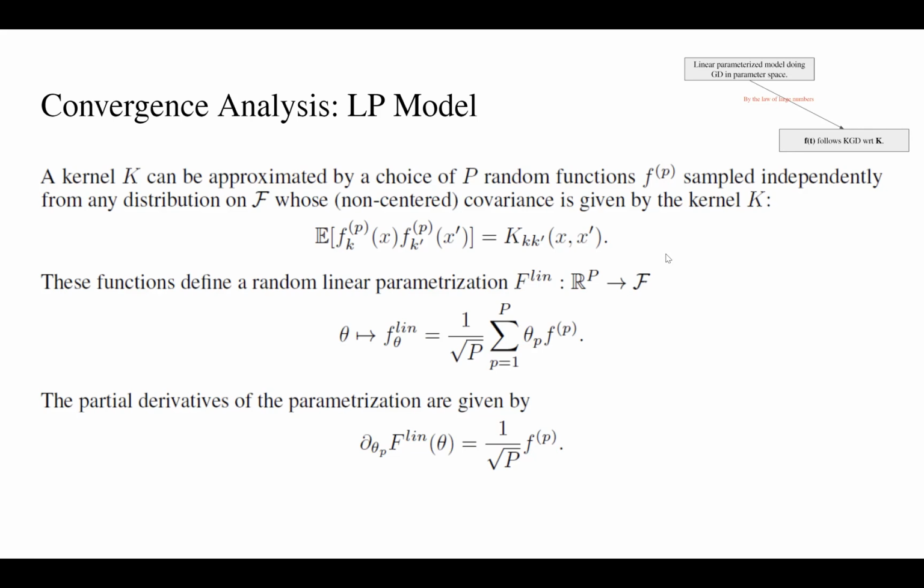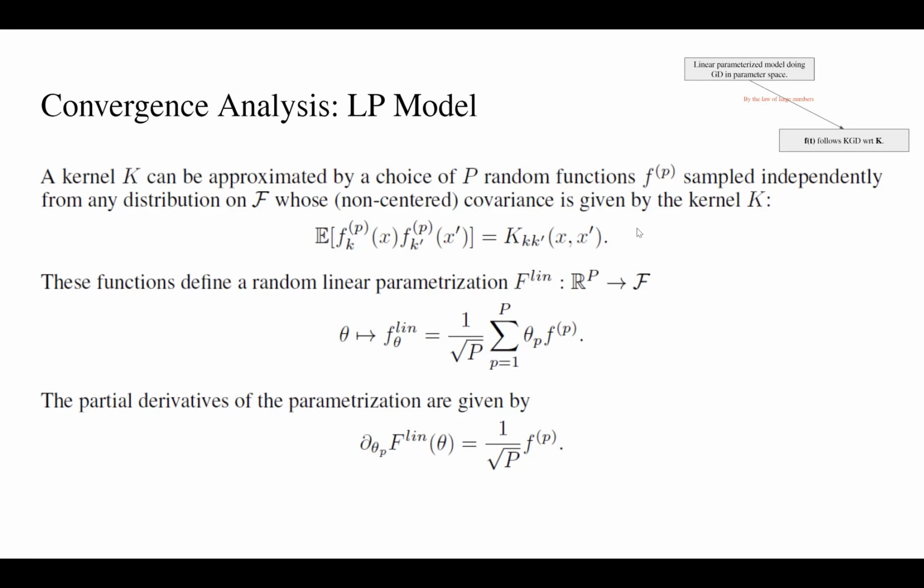So we first approximate the kernel K with P randomly sampled functions from the function space F, from any distribution. The only restriction here is that the covariance of these functions should be given by the kernel K.